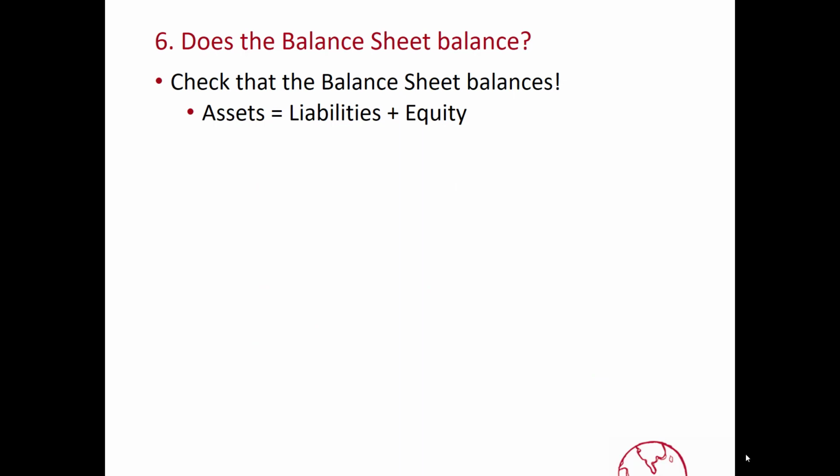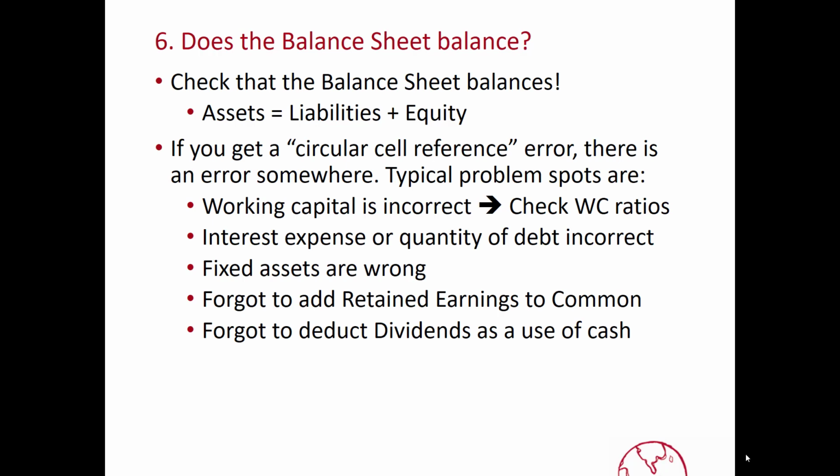Next step, does our balance sheet balance? Assets must equal liabilities plus equity. You may get a circular cell reference error, which means that you are referring in a formula to a cell that is the result of a calculation. Here are 5 places where you may have made that error.